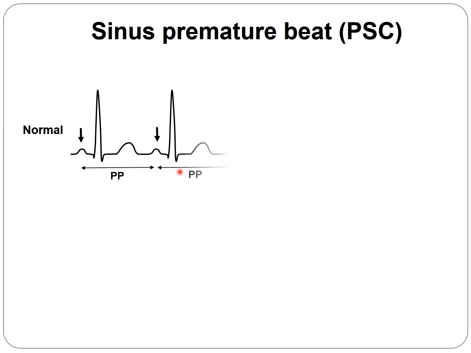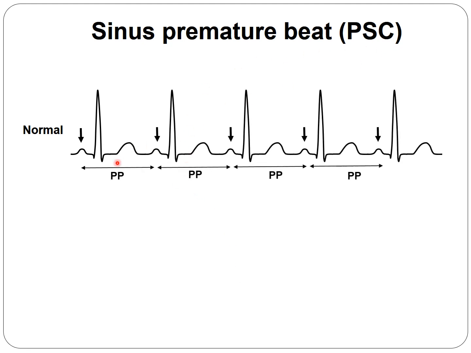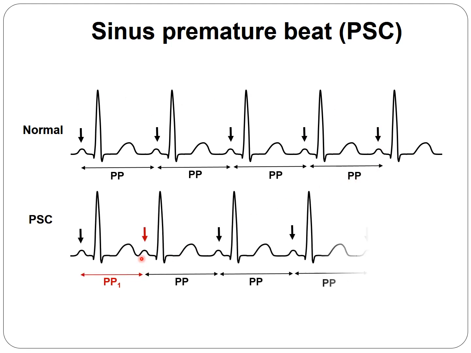First, let's look at the sinus premature beat. This is a normal rhythm. We can see that the P's are coming regularly, the PP distance are the same, and the RR distance are the same. What will happen when we do have a sinus premature beat?